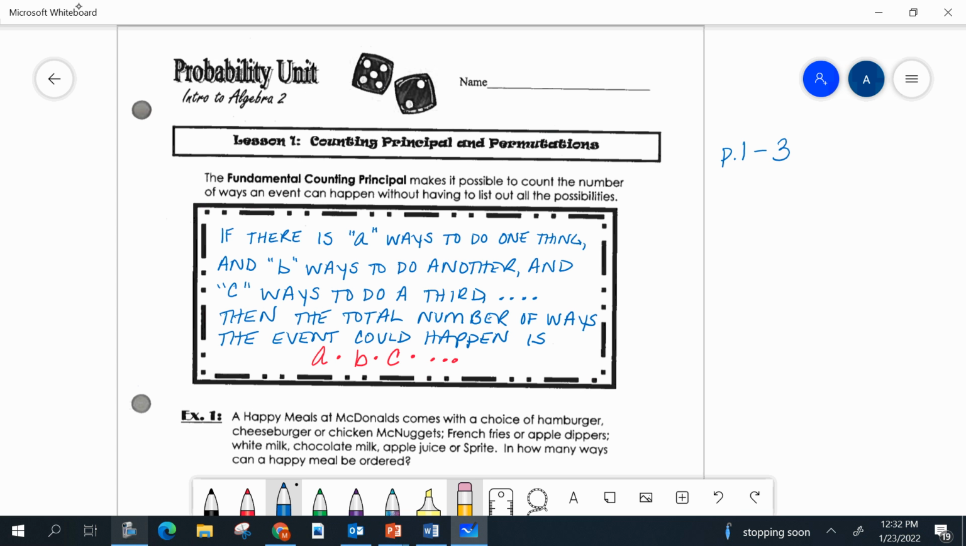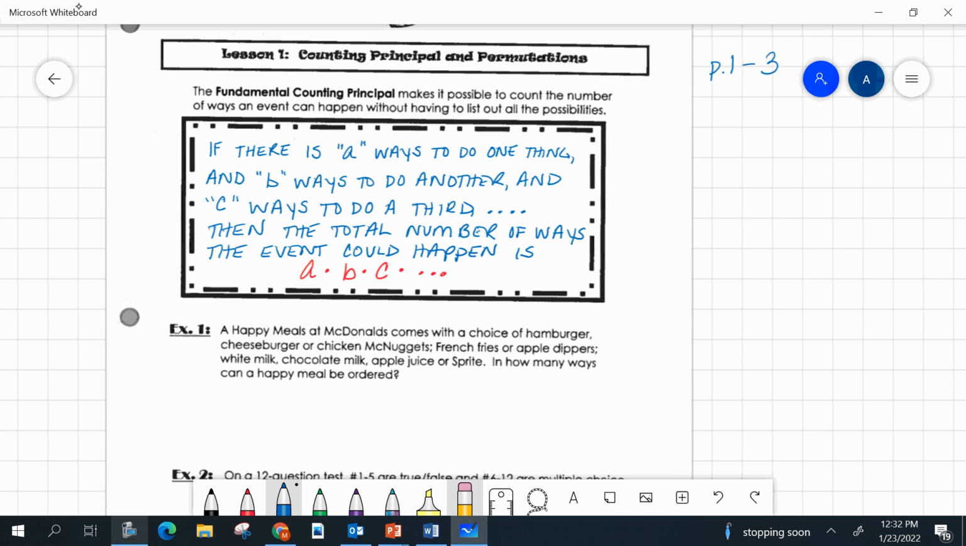So what I'm going to have you do is start by writing down the fundamental counting principle. The best thing to do is to hit the pause key, write it all out, and then hit play when you're ready, and we'll get to example 1 and use it. What this principle says: if there are A ways to do one thing, and B ways to do another, and C ways to do a third, and so on, then the total number of ways the event could happen is A times B times C, all multiplied together, and it'll tell us the number of possibilities. Like I said, hit the pause key, write this down, and when you're ready, let's take a look at example 1.